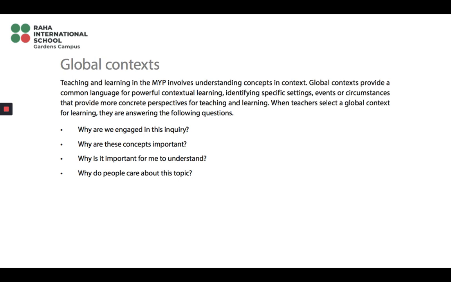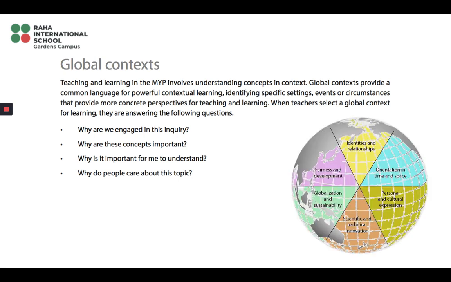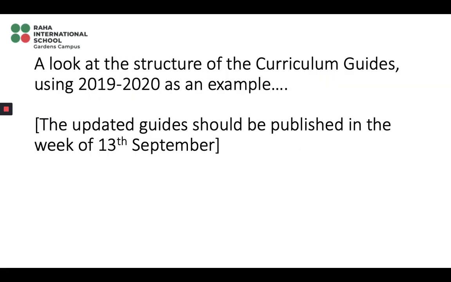So the global contexts, there are 6 of them, and they are pretty much mapped from the UOIs. The ones that we have in the MYP are these: identities and relationships, orientation in time and space, and time, etc. And then when the teacher is developing the units, there's a lot of subsections which we would then use to drive the overall structure of a unit.